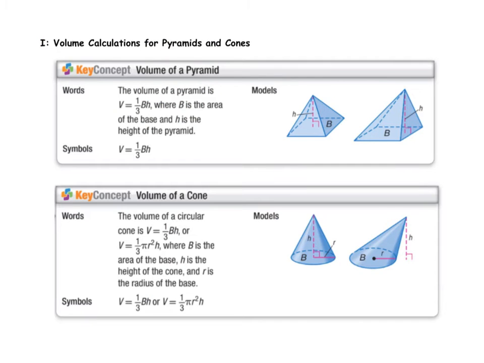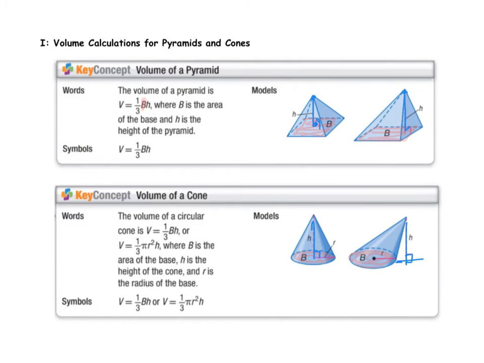Here we have the volume formulas for pyramids and cones. Again, the big B represents base area, so we would first find the area of the base of our pyramid or of our cone. And h again represents the height. The height is again the distance from the apex to the base of the pyramid, and we measure that perpendicularly. Same with the cone. It is perpendicular to the base.